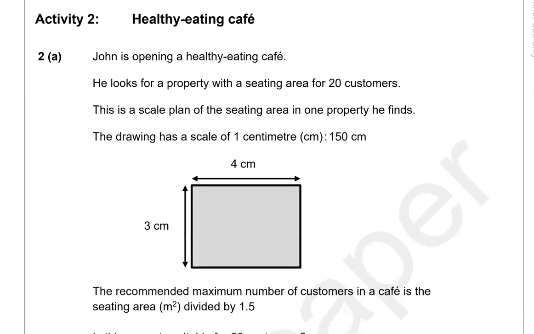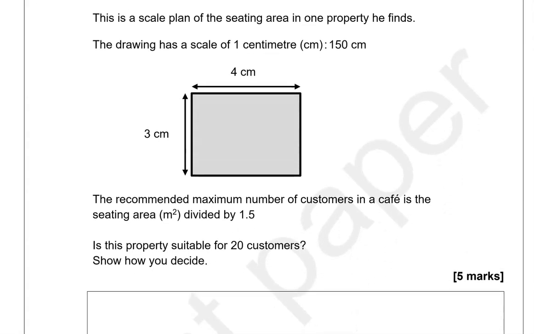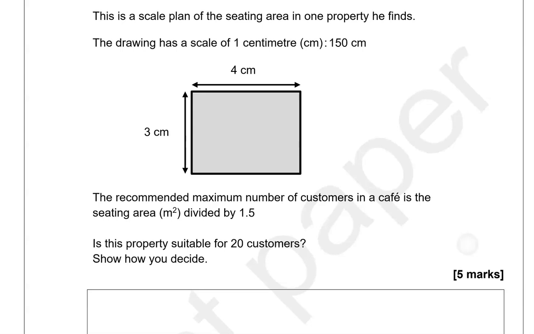John is opening a healthy eating cafe. He looks for a property with a sitting area for 20 customers. This is a scale plan of the sitting area in one property he finds. The drawing has a scale of 1 cm to 150 cm. The recommended maximum number of customers in a cafe is the sitting area in square meters divided by 1.5. Is this property suitable for 20 customers?